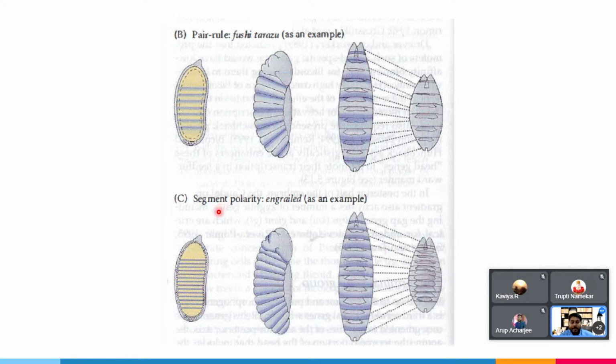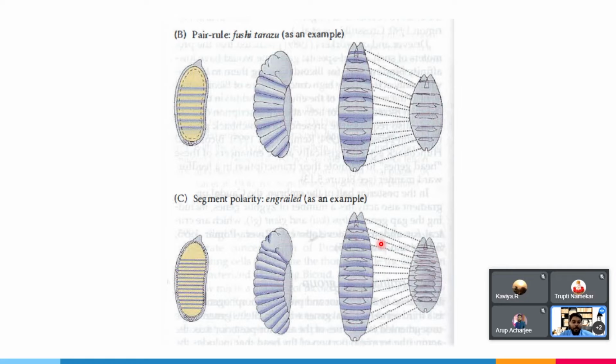Instead, if we look at segment polarity genes, segment polarity genes are expressed in each parasegment but only one part of it. So one particular segment polarity gene might be expressed just in the anterior part of one parasegment. So we have 14 parasegments, and the anterior part of each parasegment means we will be able to see 14 stripes such as this. We are taking the example of engrailed, which is a segment polarity gene, and in the developing embryo, we will be able to see 14 stripes such as this.